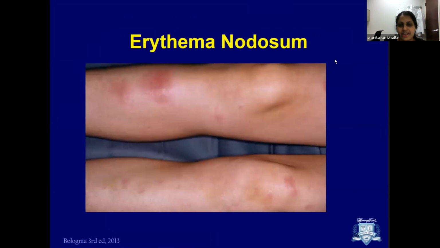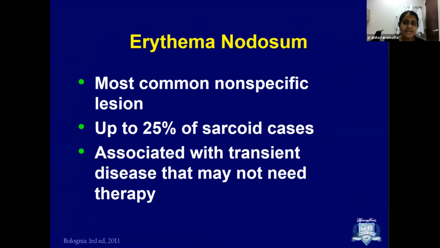This one I think everyone on here is probably familiar with. This is erythema nodosum, right? You see these tender erythematous subcutaneous nodules, most commonly seen on the leg. It's the most common non-specific lesion that we see in sarcoidosis, and it can be seen in up to 25% of cases. Often it's associated with more transient disease, and it may not even need therapy.